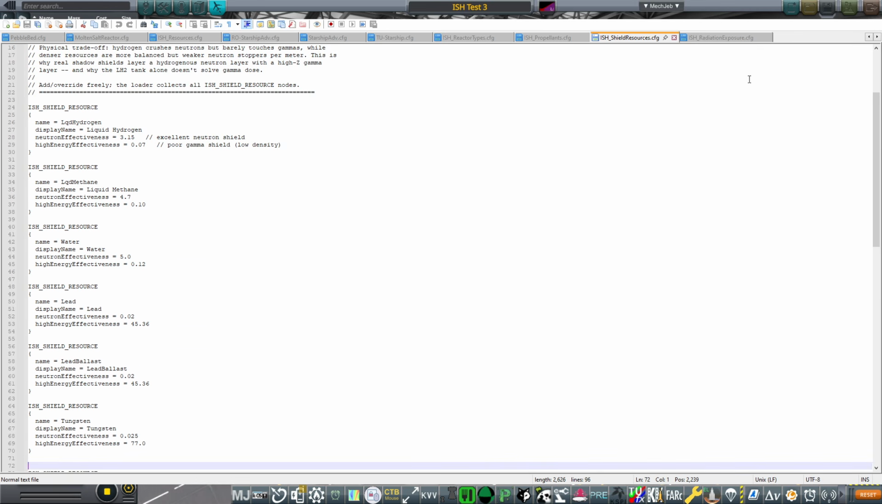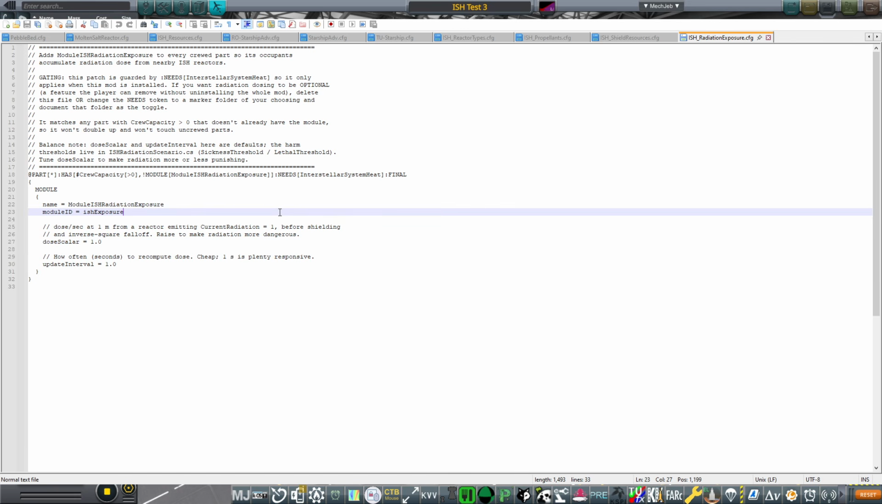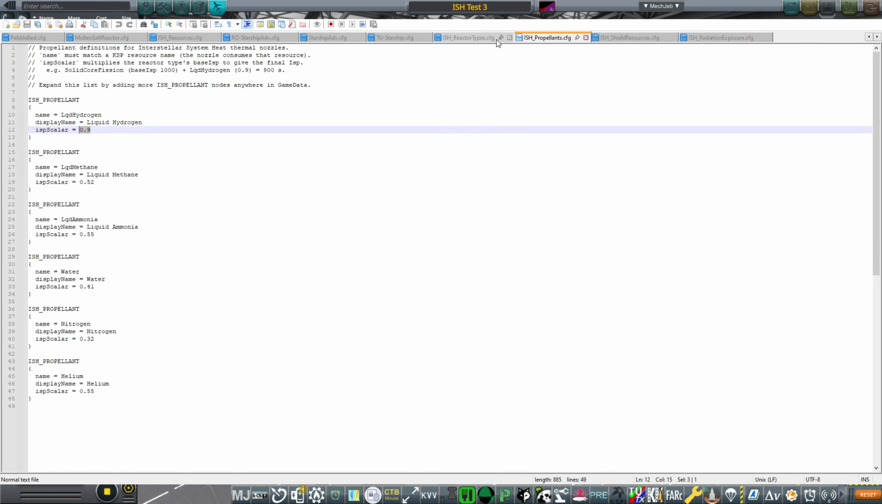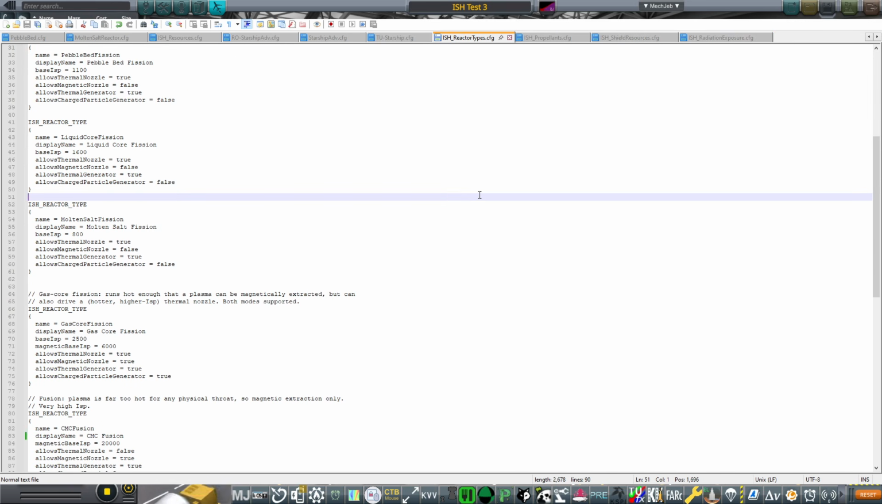So that's the shielding resources, and the menu option that toggles the radiation option, the little scaler, that's actually based on this dose scaler here. So when you go into the difficulty menu and use that slider, it's changing this number in Interstellar System Heat radiation exposure.config. So those are the basic configurations. Of course, there's also the part configurations. Those are separate, but I'm not going to go over those.